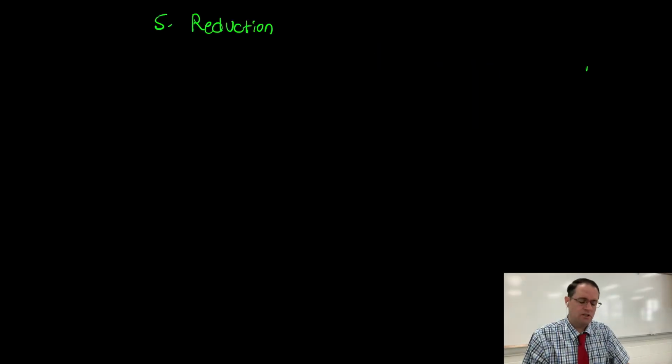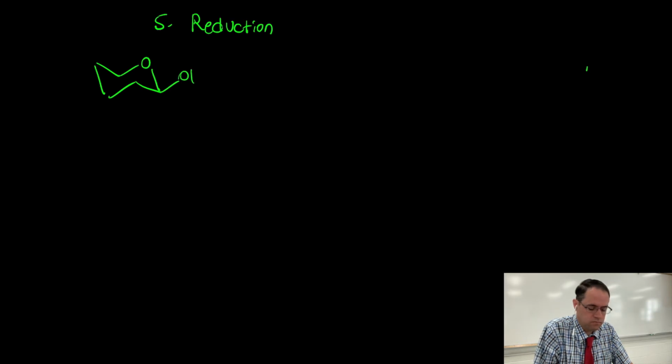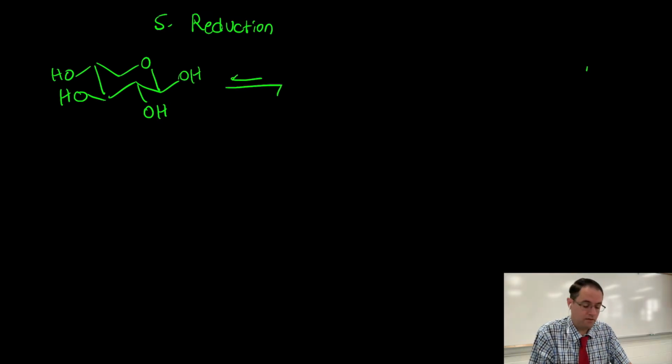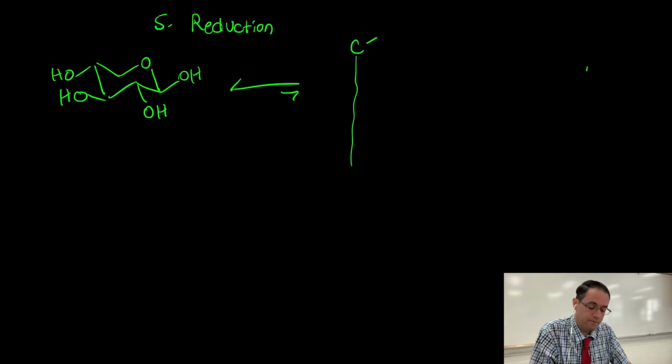The fifth reaction I want to talk about today is reduction. If you take a sugar like this, you need to recognize that it's in equilibrium with the open chain form. We talked a lot about that. I keep drawing these arrows backwards. The cyclic form is more stable, but you have small amounts of the open chain form, which you can draw as a Fischer projection.